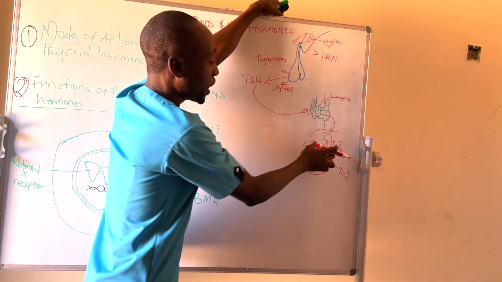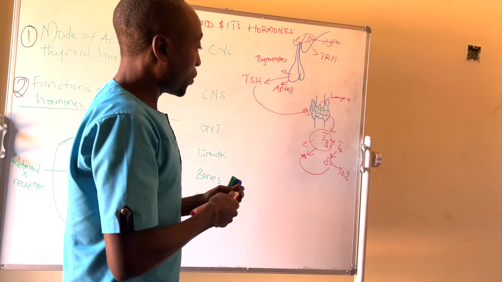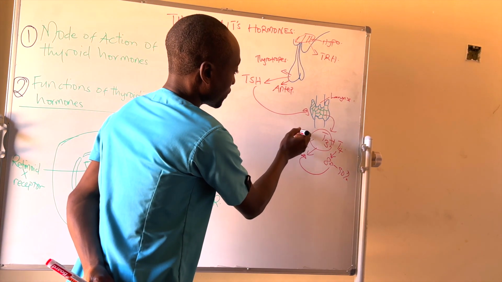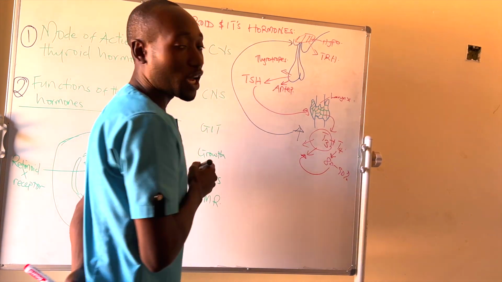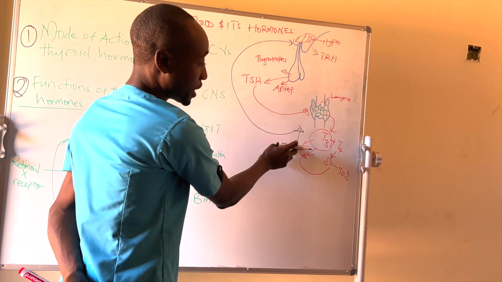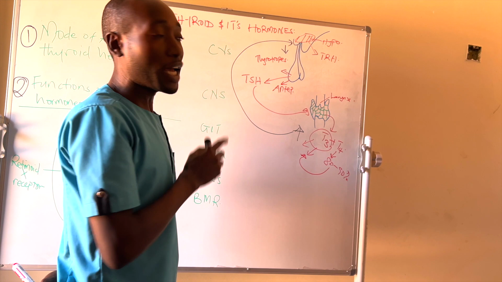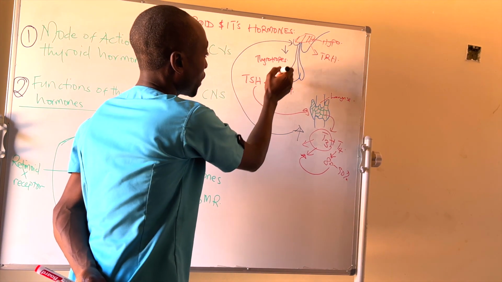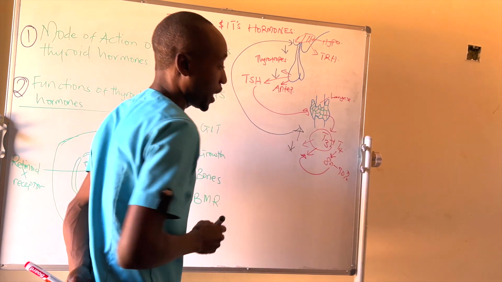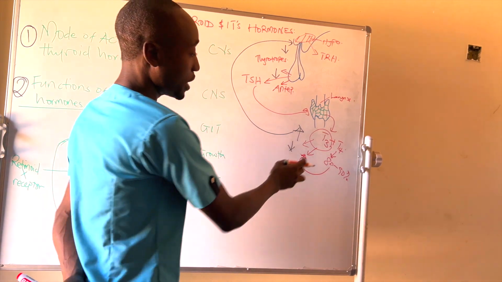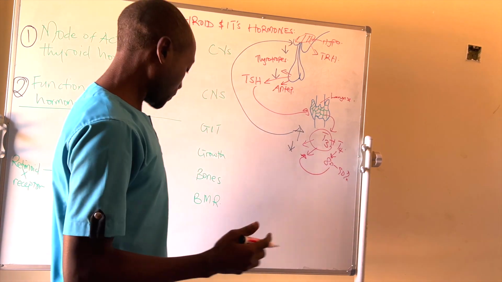And therefore, when you have a lot of T3 and T4, this communicates back, okay? High levels of T3 and T4 communicate back to our hypothalamus and say, look, there is a lot of T3 and T4 here, so reduce the secretion of TRH. This will cause also a reduction in TSH, and therefore it will cause a reverse effect and reduce the T3 and the T4. And the reverse is actually true.